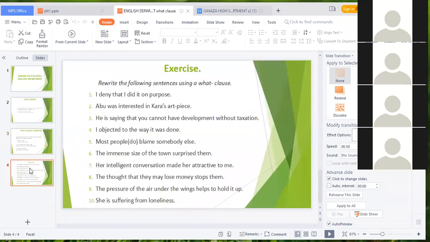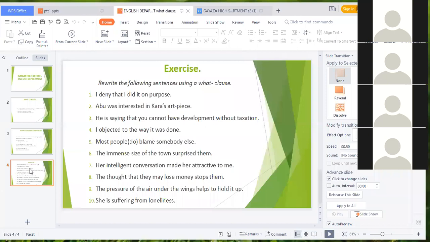So let us look at some practice here. Let us do some practice. We are saying here that we write the following sentences using a what clause. So we have number 1. I deny that I did it on purpose.